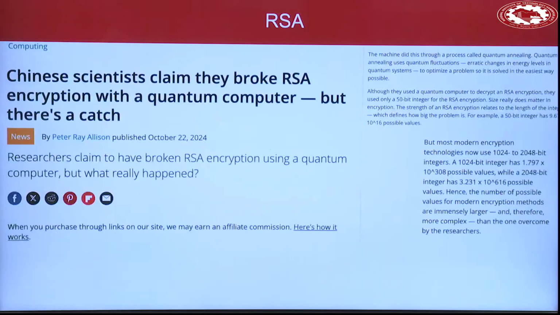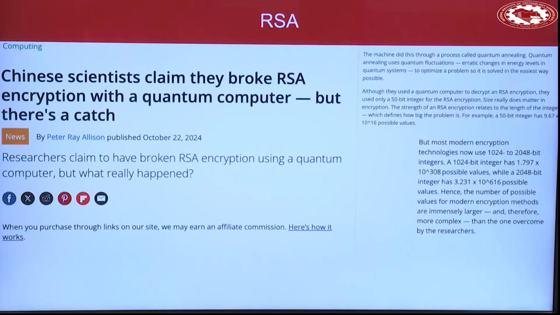Now, recently, again, we said that this algorithm was developed in 1977. How many years now? Around 50 plus years. In the last 50 years, this is still secure. No one could crack it, whereas a number of algorithms have been cracked. Recently, Chinese scientists claimed that they have broken RSA encryption with a quantum computer.